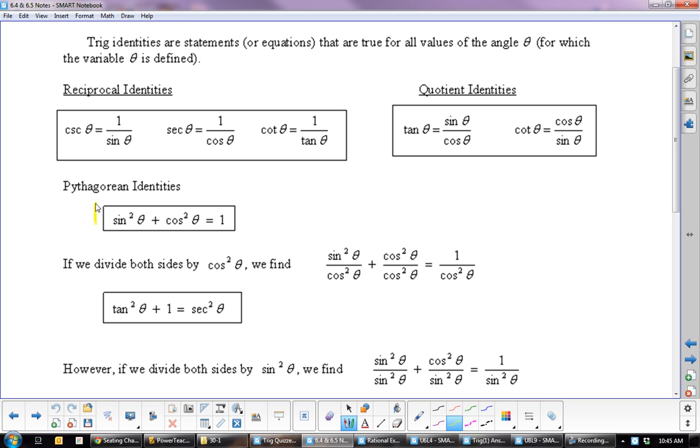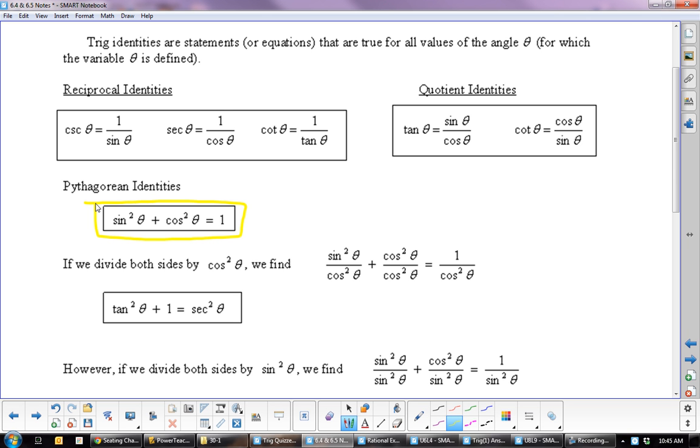First of all, this one here, sine squared plus cos squared equals 1. That is your Pythagorean identity. And that works really well with the unit circle, because the unit circle, a squared plus b squared equals 1, right? Or x squared plus y squared, where x is cos and y is sine.